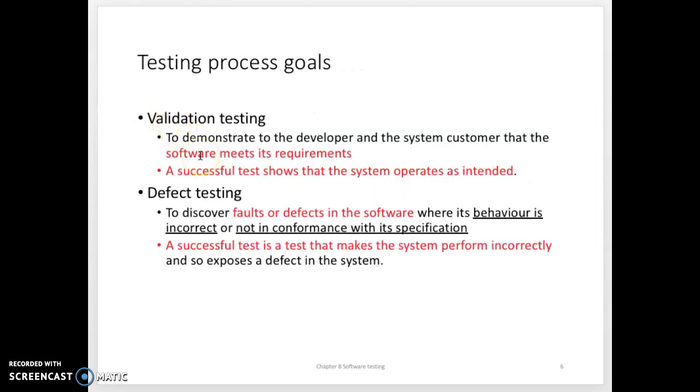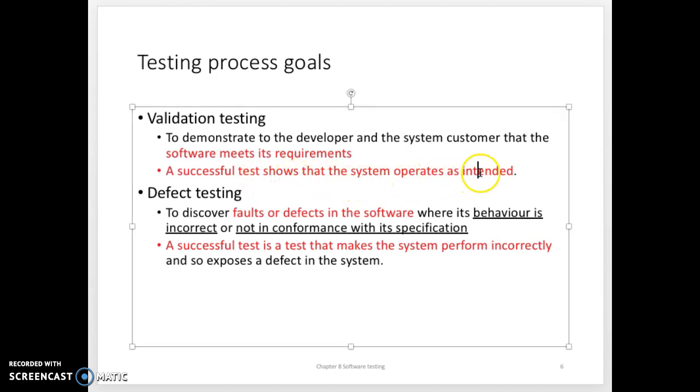So in validation testing, we check if the software meets its requirements, and a successful test shows the system operates as intended, means it does what it was planned to do. Defect testing would discover the faults and defects in the software, where the software behavior is incorrect or not up to the specification provided by the customer. And a successful test is a test that makes the system actually perform incorrectly. So a defect test is successful when we find problems in the system.